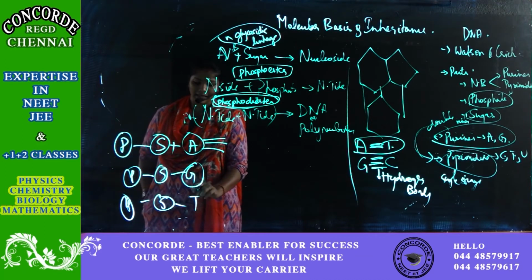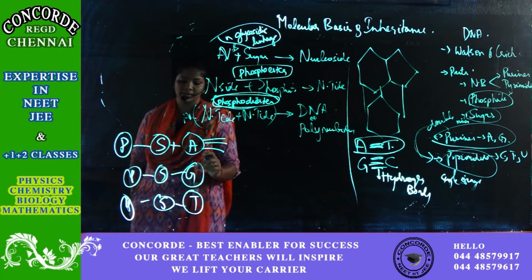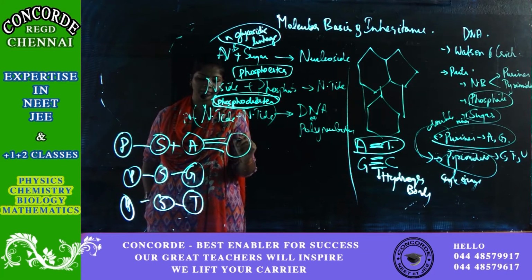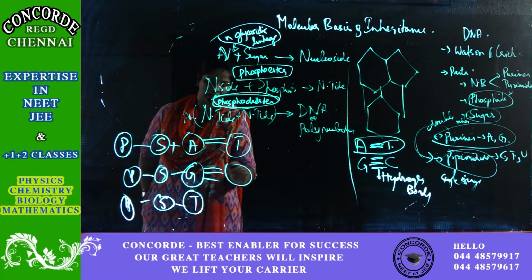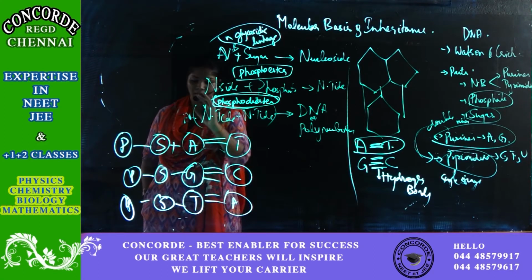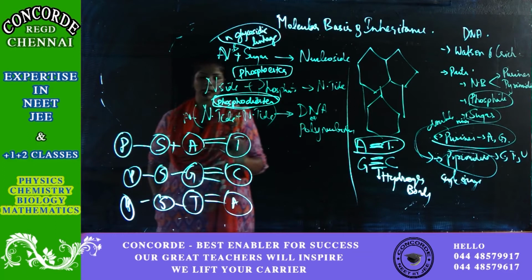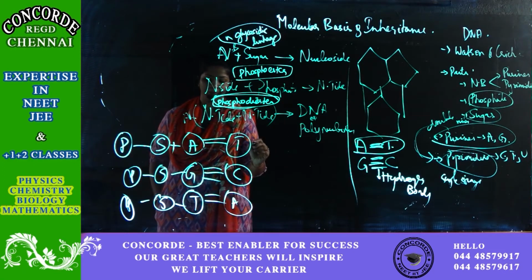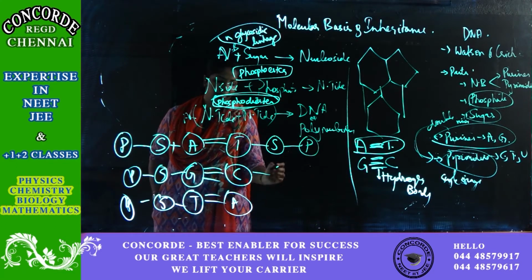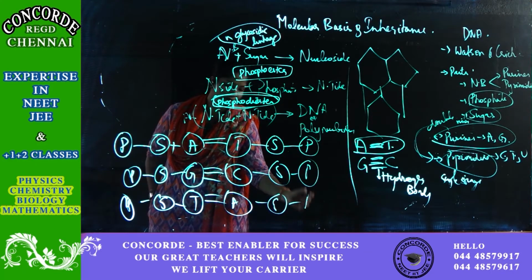Whatever is here, complementary to this I will have: if I have A, I'll have thymine. Sorry, there is only a double bond between adenine and thymine. And if I have G here, I'll have C here. And for thymine, I'll have A. So whatever nitrogenous bases are in this strand, accordingly complementary nitrogenous bases will come up in the other strand. And this has got sugar and that in turn has got phosphate. Here sugar and then phosphate. So this is how the double-stranded structure is formed.